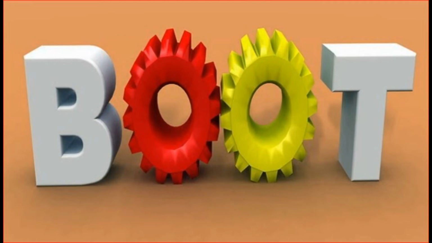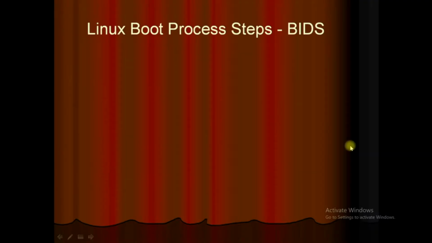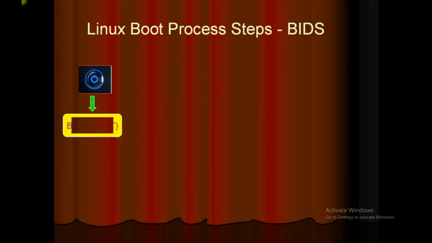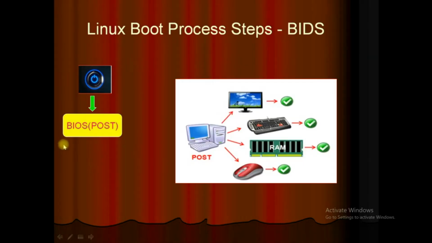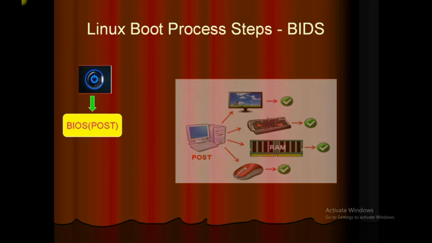So guys, let's start with the Linux boot process. First of all, we need to press the power on button. The moment you press the button, it will start the BIOS from the system firmware, and the system firmware will check the hardware integrity of all the connected devices. Basically, BIOS stands for Basic Input Output System, and it will check system integrity by running the power on self test, which is basically one very basic test.